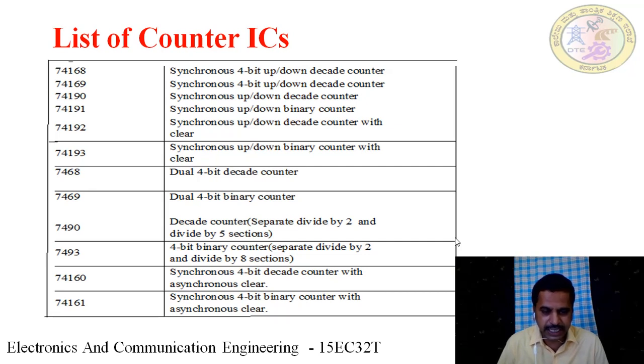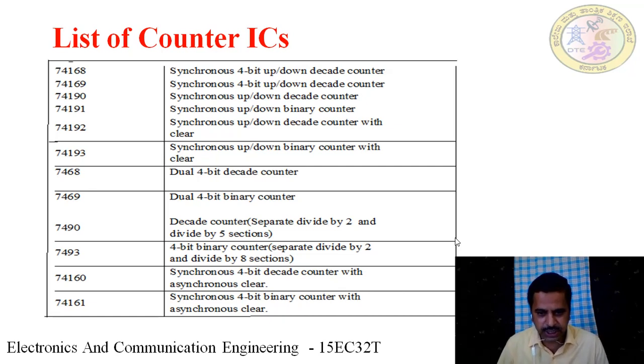7468 is a dual 4-bit decade counter. It has 2 decade counters inside the IC. 7469 is also a dual 4-bit binary counter. 7490, what you have studied, is a decade counter with separate divide-by-2 and divide-by-5 counters. You can use it as a mod 5 counter, or you can use it as a mod 2 counter. 7493 also has separate divide-by-2 and divide-by-8 sections. It has a 4-bit binary counter.